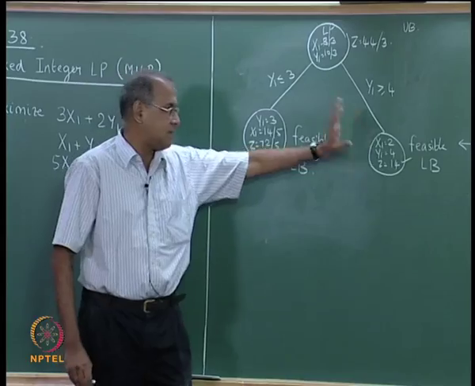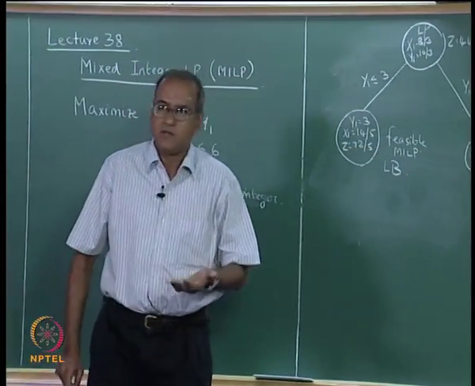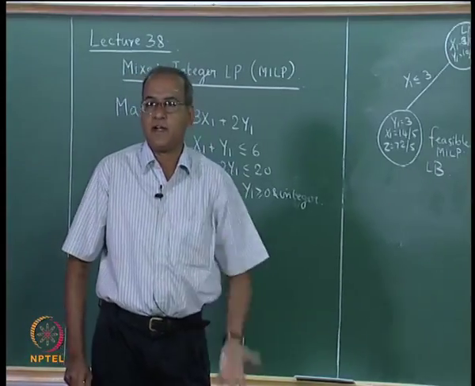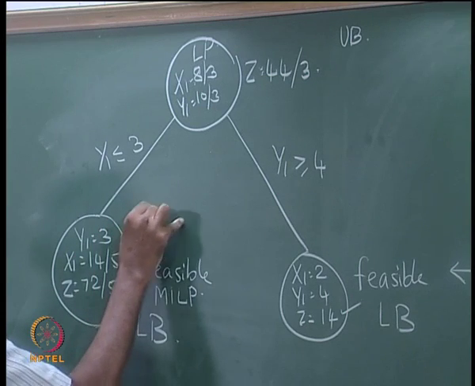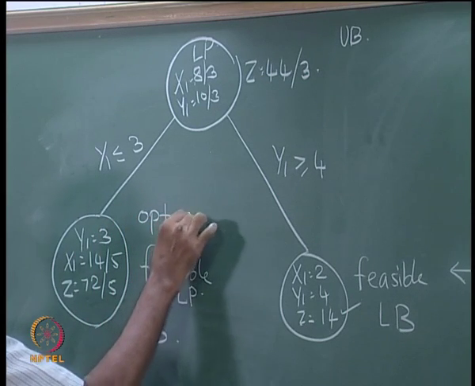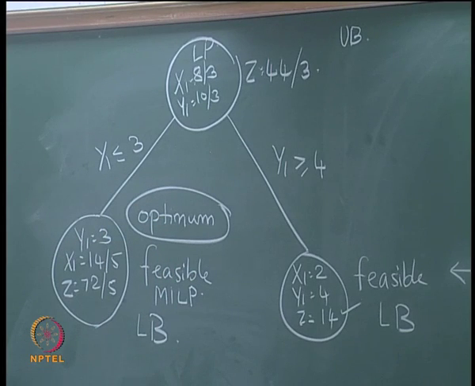So, this solution, even though it is feasible, has not added much value, because we have already identified a feasible solution that is better than this. So, the algorithm will terminate, because there is no more node to branch on, and the current best feasible solution is the optimum solution. So, this is the optimum solution with y1 equal to 3, x1 equal to 14 by 5 and z equal to 72 by 5.